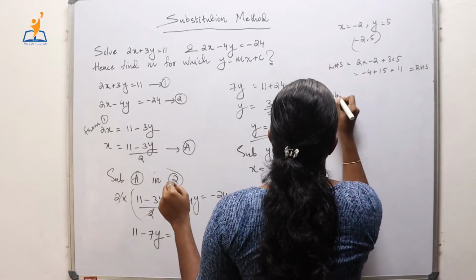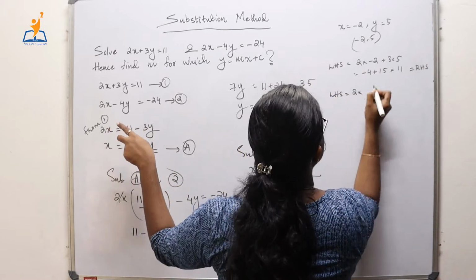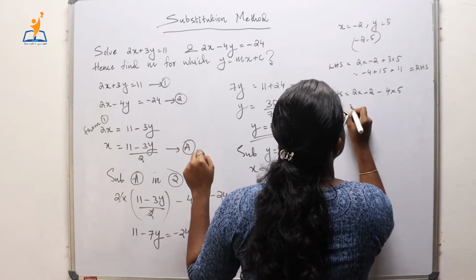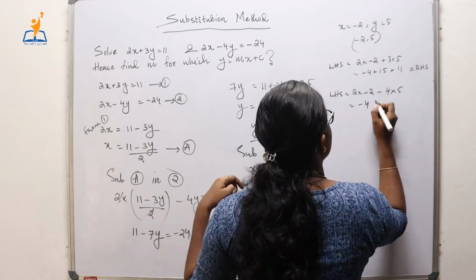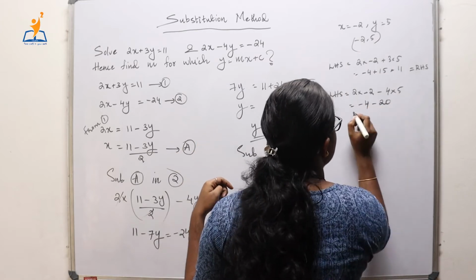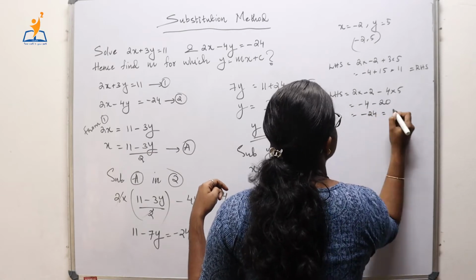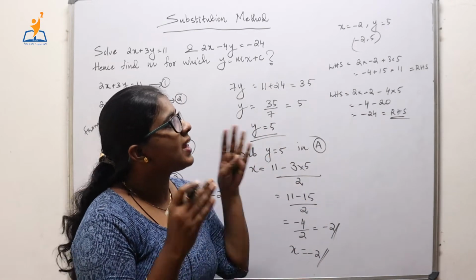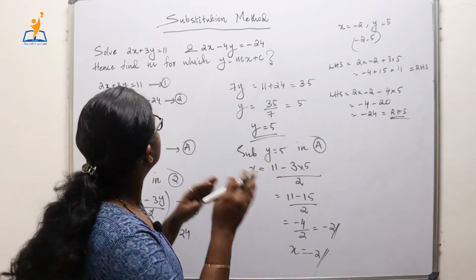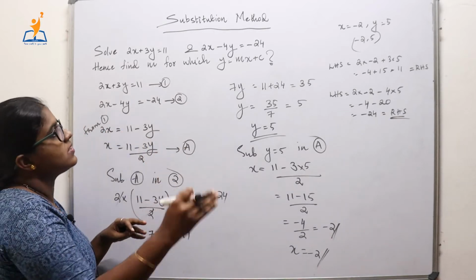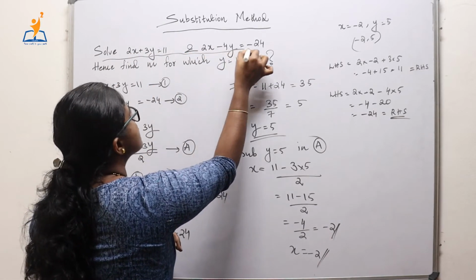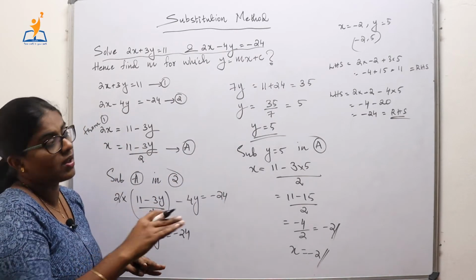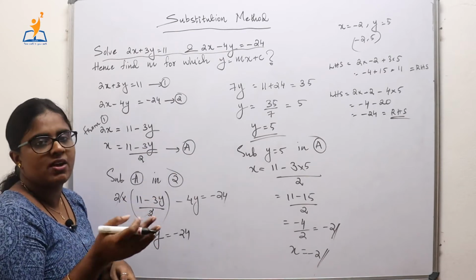Now verify for the second equation. LHS is 2 into x, x is minus 2, minus 4 into y, y is 5. 2 into minus 2 becomes minus 4, minus 4 into 5 becomes minus 20, and minus 4 minus 20 is minus 24, which is our RHS. So the verification part is over. We got x as minus 2 and y as 5. Now we have solved the pair of equations 2x plus 3y equals 11 and 2x minus 4y equals minus 24, and found that x is equal to minus 2 and y is equal to 5.